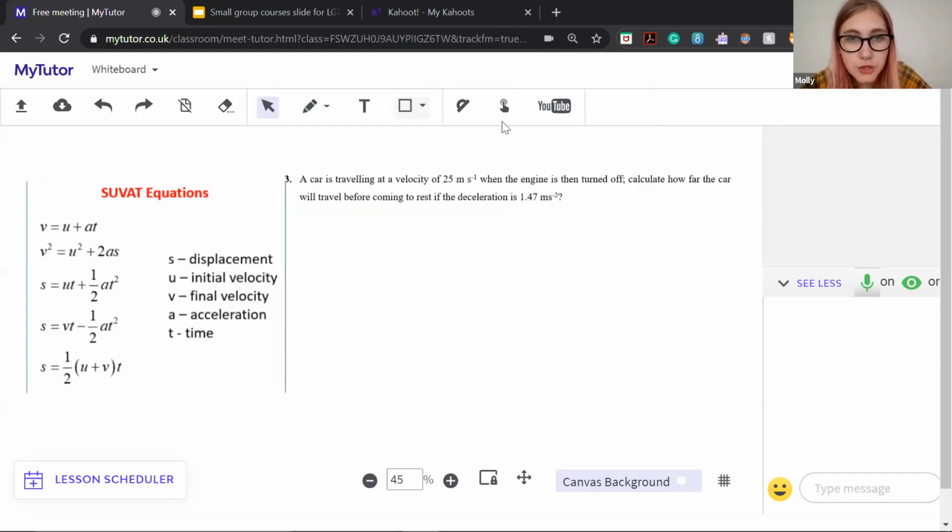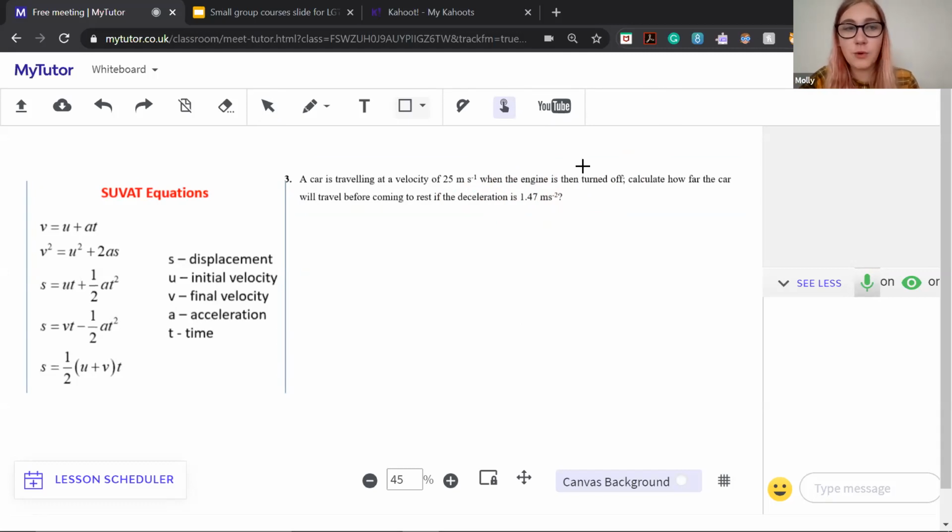So traveling at a velocity of 25 meters per second when the engine is turned off. So we want to calculate how far the car will travel before coming to a rest if the deceleration is 1.47. So a tricky one again, but once you lay it out, it's not too bad. So if you don't understand this at all and want to just wait until I put up what the values are and what equation to use, and you just want to practice your substitution, that's a really good use of this lesson as well. So you can just wait until I pop that up and then give that a go.